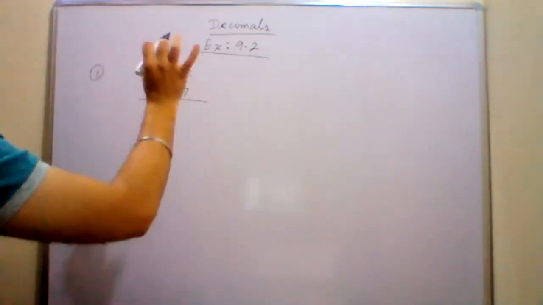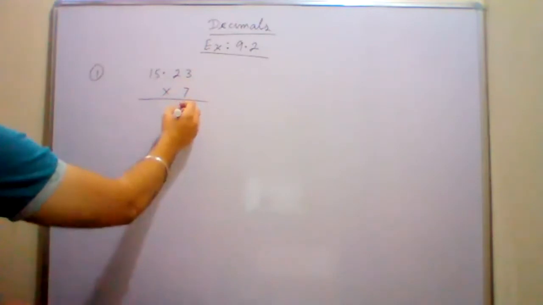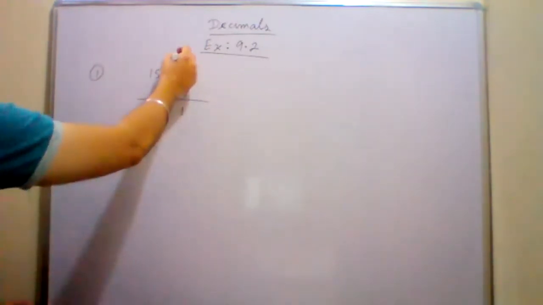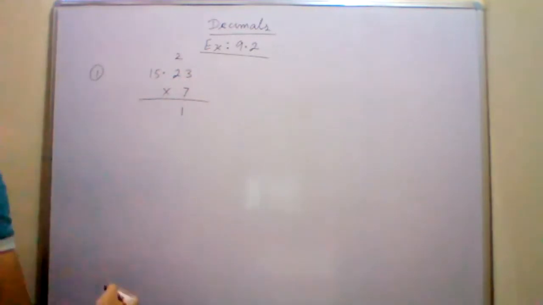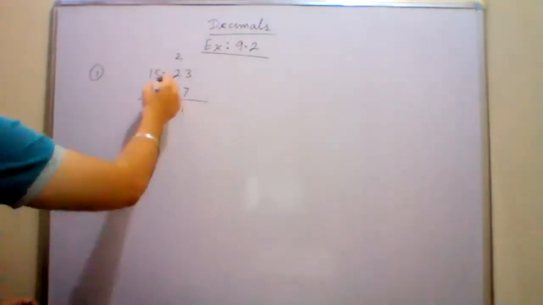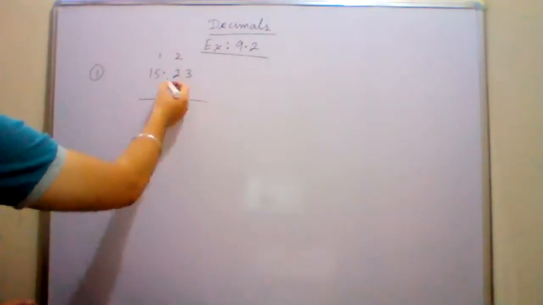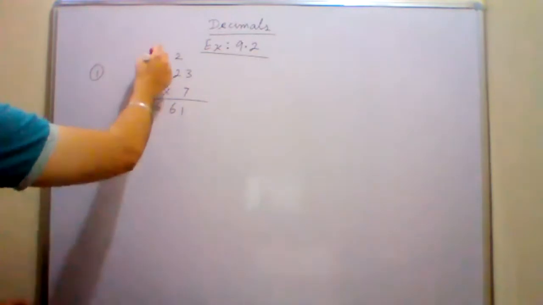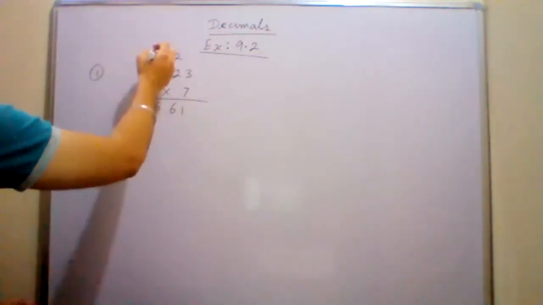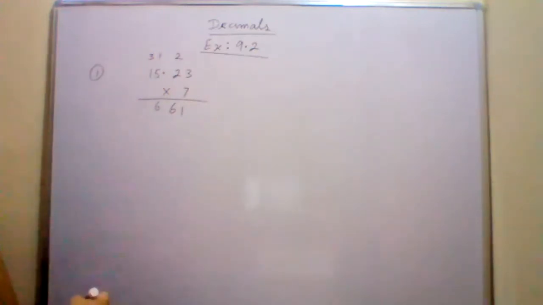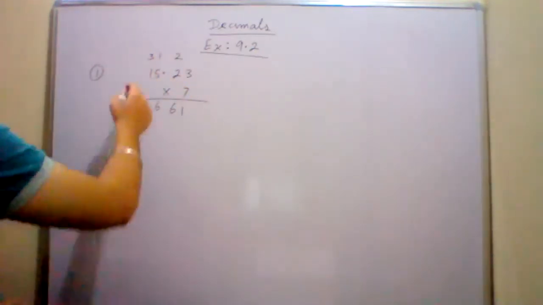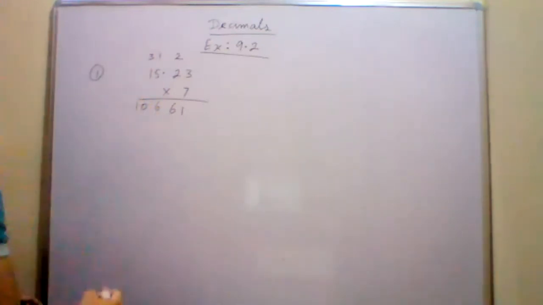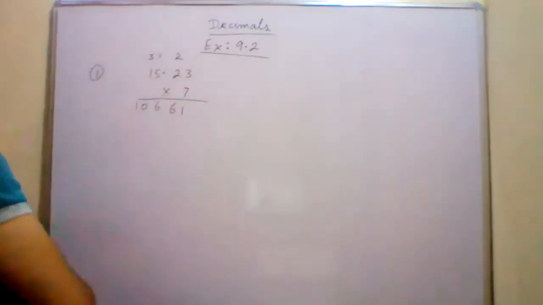First multiply in the simple manner. 7 into 3 is 21, 2 carried. 7 into 2 is 14, 14 plus 2 is 16, 1 carried. 7 into 5, 35, 35 plus 1, 36, 3 carried. 7 into 1, 7. 7 plus 3, 10. So this is the product: 10661.